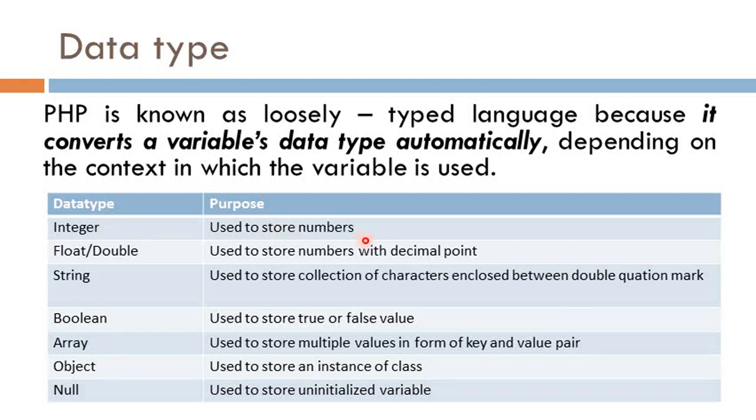Integer stores numbers without decimal point. Float or double is used to store number with decimal point. Next is string. It is used to store collection of characters enclosed between single quotation mark or double quotation mark. Next data type is boolean, to store true or false value. Array is used to store multiple values in form of key and value pairs. Object is used to store an instance of class. And null data type is used to store uninitialized variable.